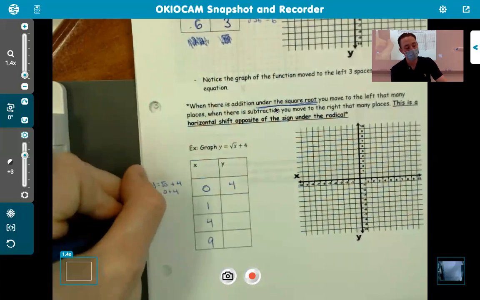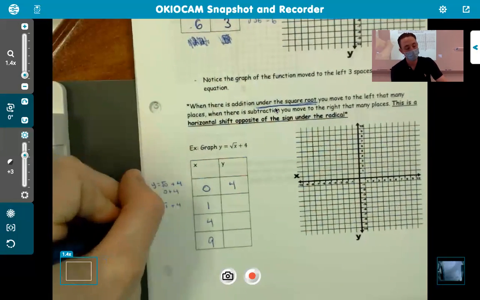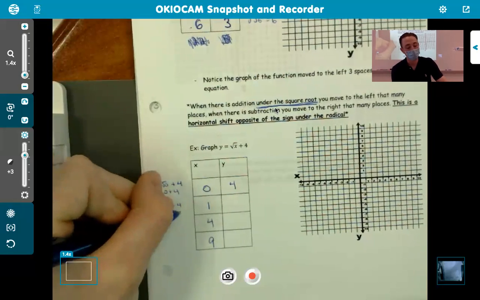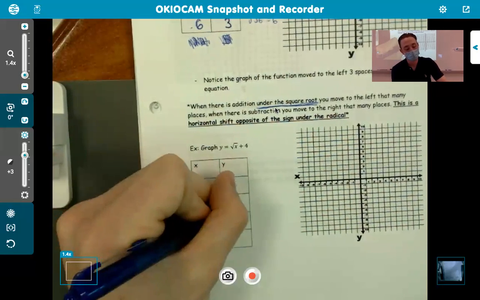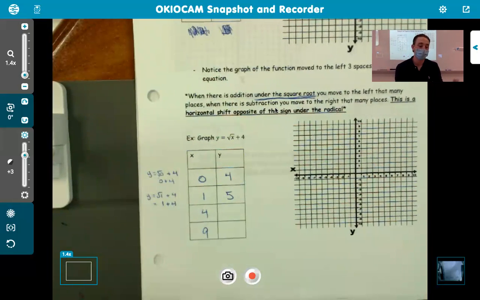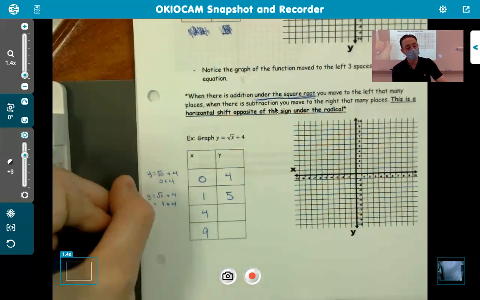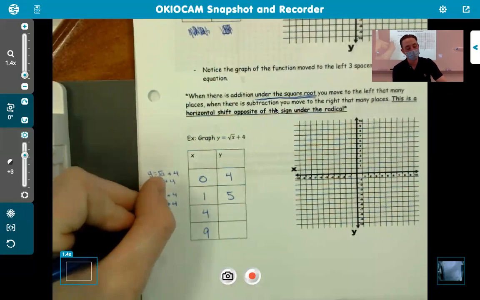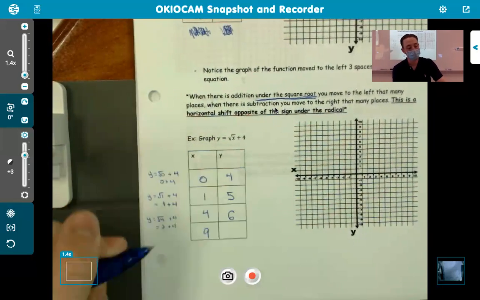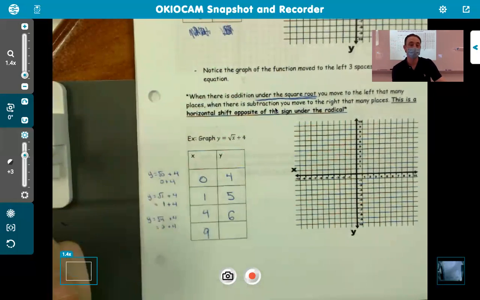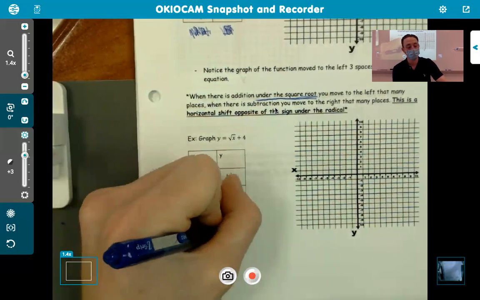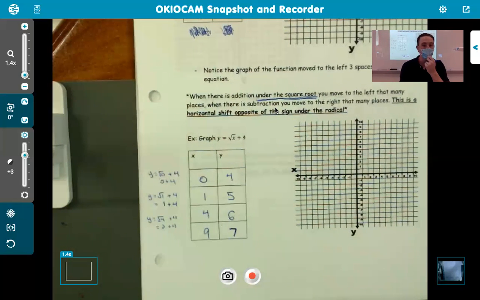If I plug in 1, square root of 1 is what? 1. 1 plus 4 gives me 5. If I plug in 4, what's the square root of 4? 2. 2 plus 4, 6. And then 9 gives me what? Square root of 9? 3 plus 4, 7. Okay.